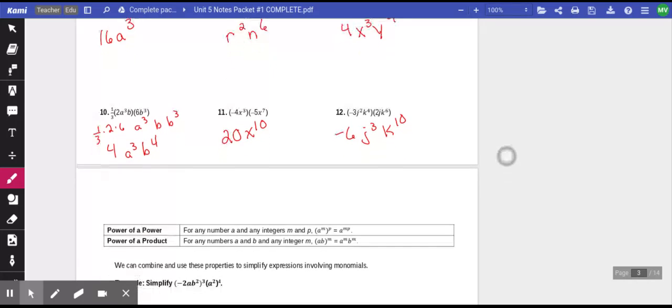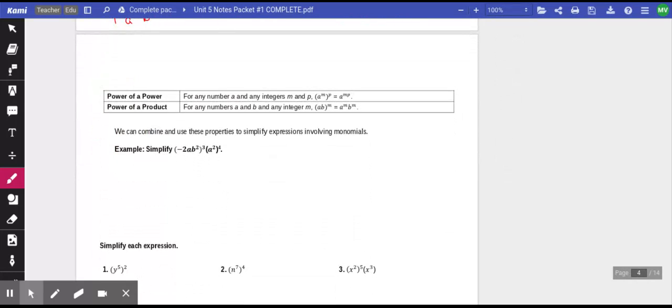Now we have two other rules. Power of a power, which is for any numbers a and any integers m and p. When we're raising a power to a power, we multiply. Power to power, you multiply the exponents. A power of a product just says that if it's inside a parenthesis, you give the exponent on the outside to each of the bases inside by multiplying. So we can combine and use these properties together to simplify.